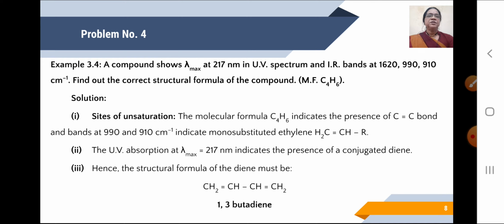Now the sites of unsaturation indicate the presence of C double bond C, and the bands at 990 and 910 indicate a monosubstituted ethylene, that is CH2 double bond CHR. The UV absorption at lambda max 217 nanometer indicates the presence of a conjugated diene. Hence the structural formula of the diene must be CH2 double bond CH, single bond CH, double bond CH2, that is 1,3-butadiene.